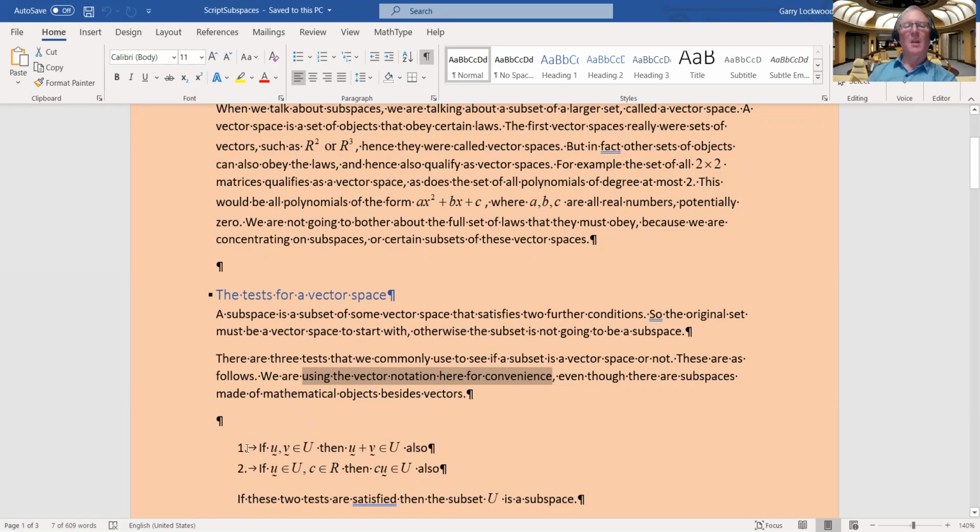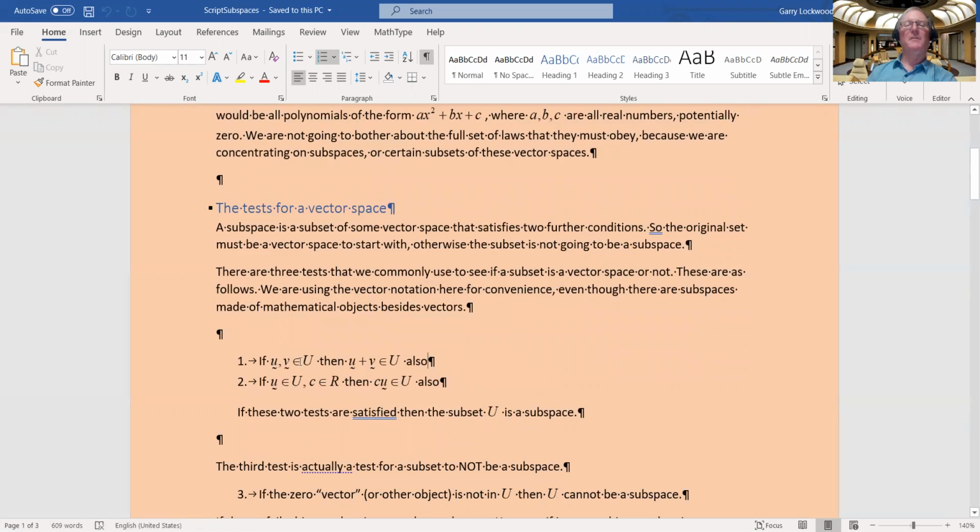But anyway, this first test is the test of closure under addition, and that says that if U and V are in the set U, which is the subset that we're testing to see if it's a subspace, then U plus V is also a member of U. Okay, capital U is some subset of some vector space, and we want to know if it's a subspace. Well, if you take two things and you add them together, and you get something else that's in U as well, then so far so good. It looks like it might well be a subspace.